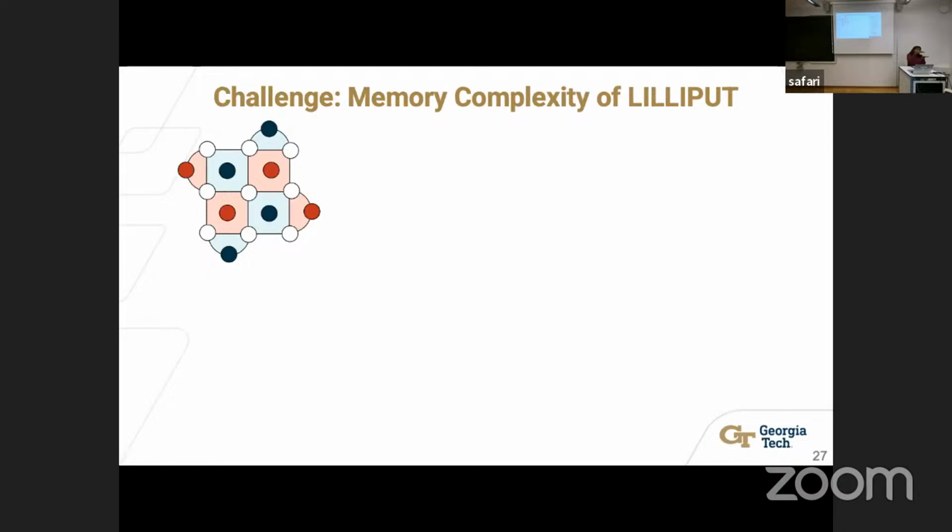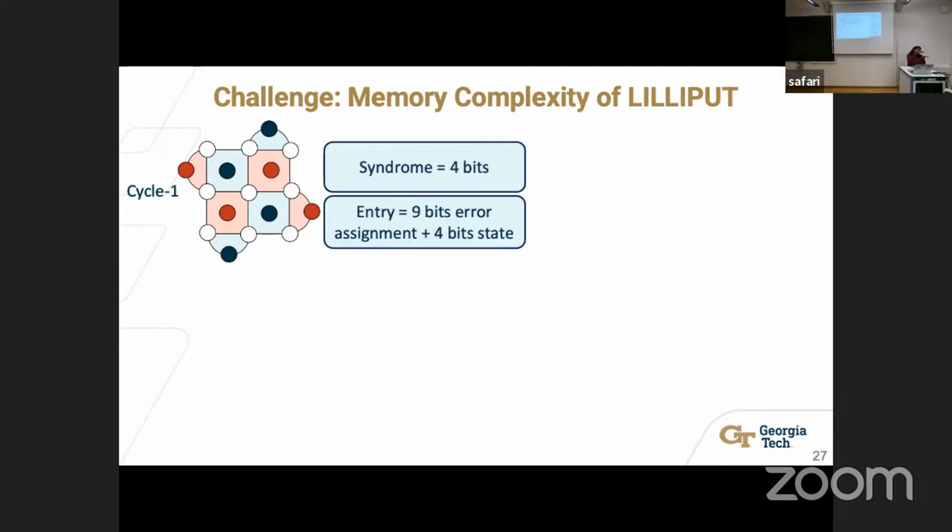One of the main challenges of LILLIPUT, going back to the question he asked, is that your memory will depend on the number of parity bits, right? And that's correct. Let's say I want to design the lookup tables for LILLIPUT that decode a surface code of distance 3. Let's say we decode using 1 round of syndrome. You have 4 bits of syndrome of each type, the blue or the red. So your lookup table is indexed by a 4-bit address. And each entry in the table assigns errors to one of those 9 data qubits, which means the entry comprises 9 bits for error assignments, and then 4 bits to store the state information that I talked about. So your table is 2^4 entries and 13 bits per entry.